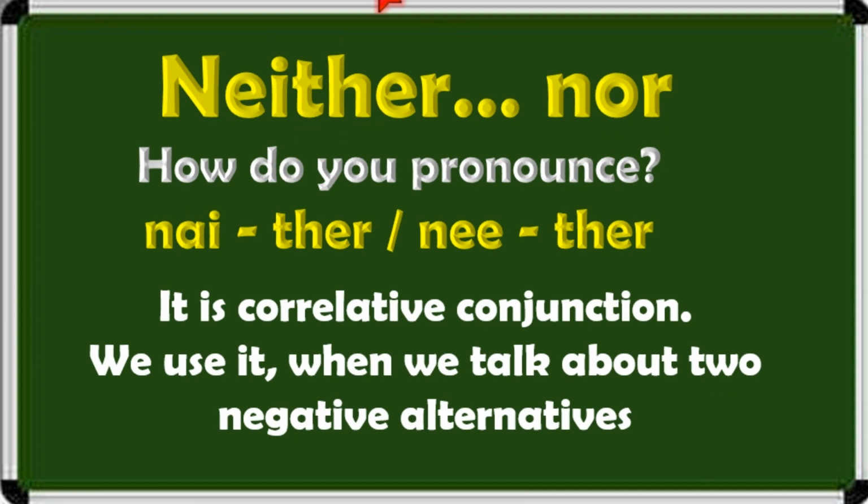Okay, what is meant by neither nor? It is a correlative conjunction. We have already learnt about correlative conjunctions in previous videos. We use neither nor when we talk about two negative alternatives.